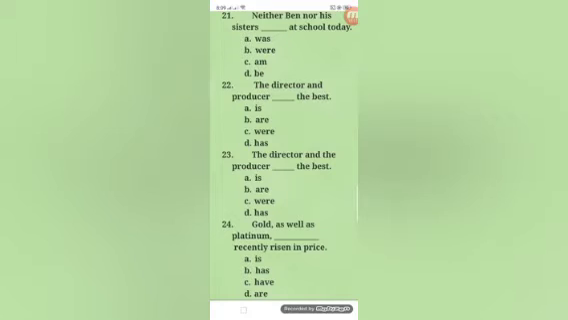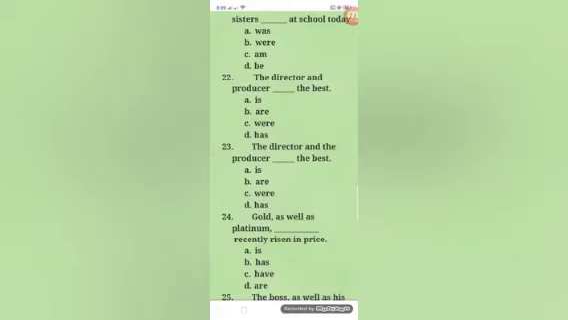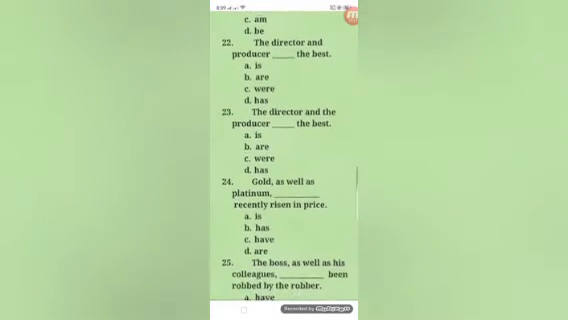The director and producer. Okay, remember there is no definite article the or indefinite article a or an after the conjunction and. So in that case the two subjects, which is the director and producer, refer to only one person. Okay, so it takes a singular verb. So the director and producer is the best. Okay, but number 23, the director and the producer. So that means they refer to two different people. Okay, so the director and the producer are the best, or you can also say were the best. Okay, so the two are possible answers here.